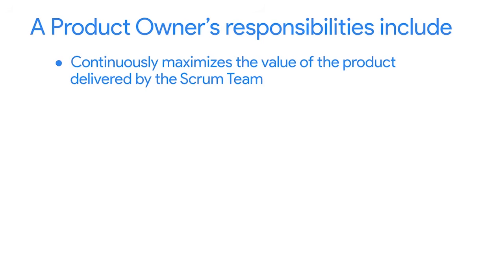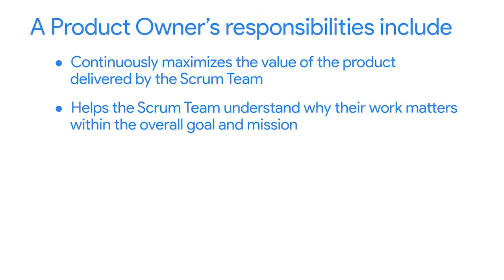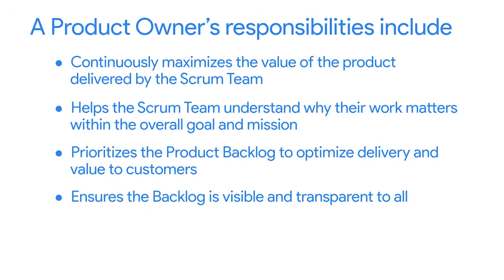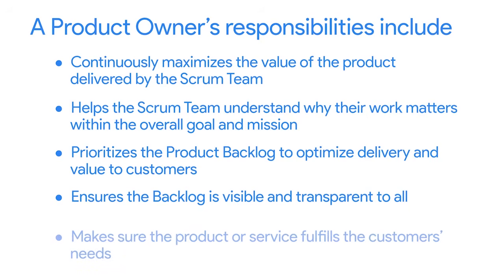They represent and express this voice through their ownership of the product backlog. As a quick reminder, the product backlog is the single authoritative source for things that a Scrum team works on to achieve the project goal. The product owner's responsibilities also include helping the Scrum team understand why their work matters within the overall goal and mission. They also prioritize the product backlog to optimize the delivery of goals and deliver value to customers. The product owner ensures that the product backlog is visible and transparent to all. And finally, they're responsible for making sure that the product or service fulfills the customer's needs.